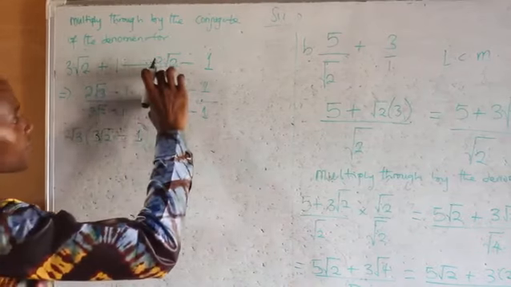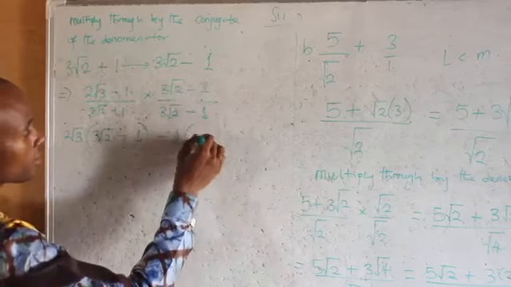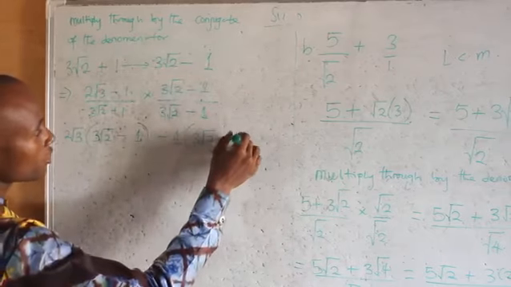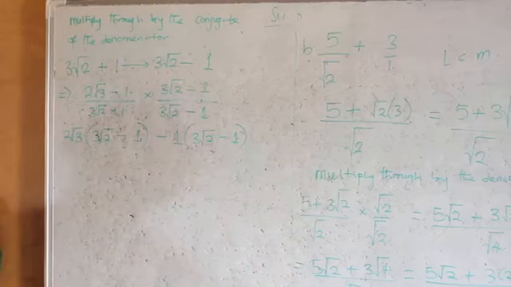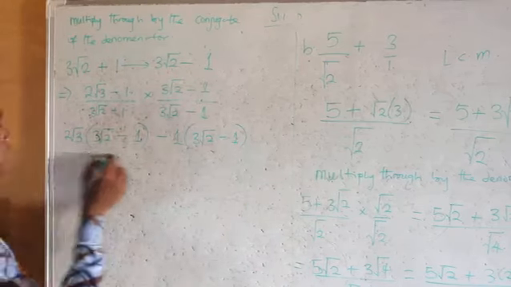Minus 1 also multiplies everything here. So we're going to have what? 3 root 2 minus 1. Okay? Are we through with the numerator? Alright, now let's go to the denominator.